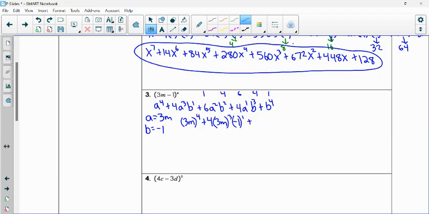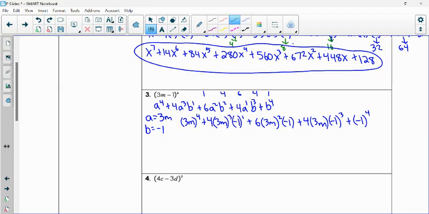And then I take the 6, which is next, 3m to the second, 3m quantity squared, -1 squared. And I'm putting 3m for the a, so that'd be 4 times 3m, and then that would be -1 to the third, and then last would be -1 to the fourth. Okay, that's the hardest part, because now it's just multiplying and taking exponents.